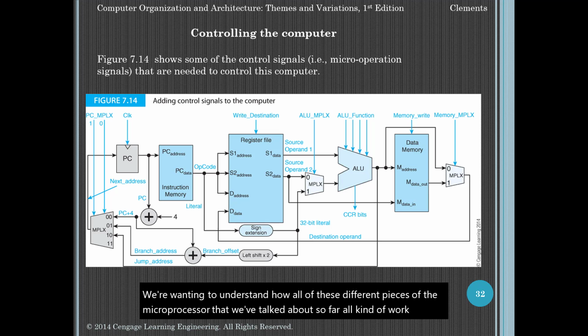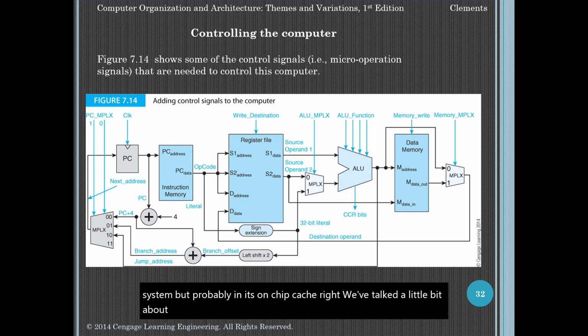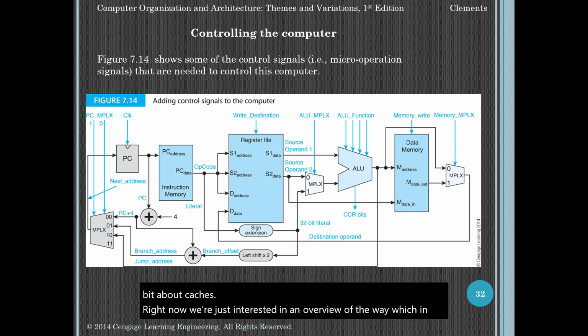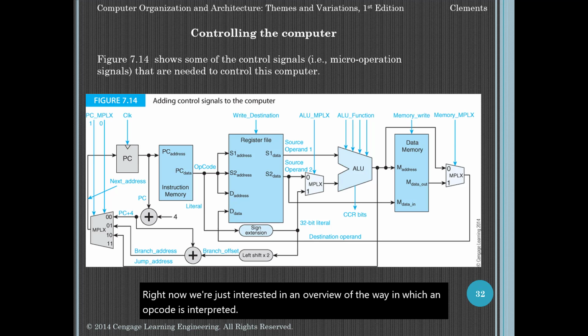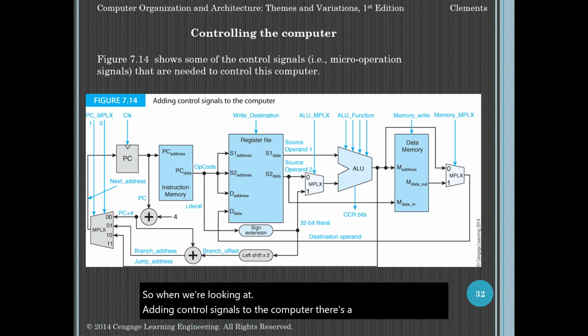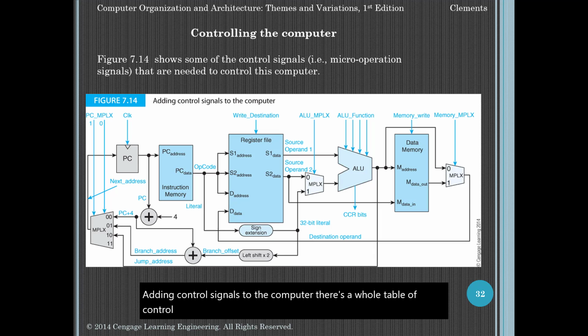And moreover, in a real computer, both the instruction and data memory are invariably not the computer's actual main memory system, but probably its on-chip cache, right? We've talked a little bit about caches. Right now, we're just interested in an overview of the way in which an opcode is interpreted. So when we're adding control signals to the computer, there's a whole table of control signals and how they're used by different types of structures.